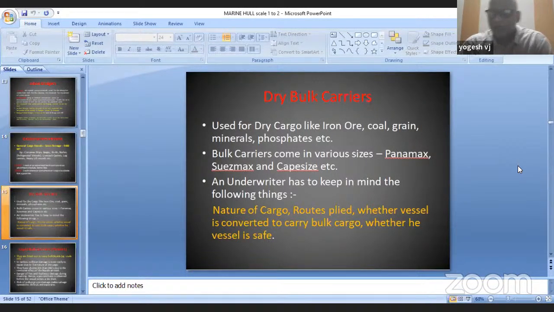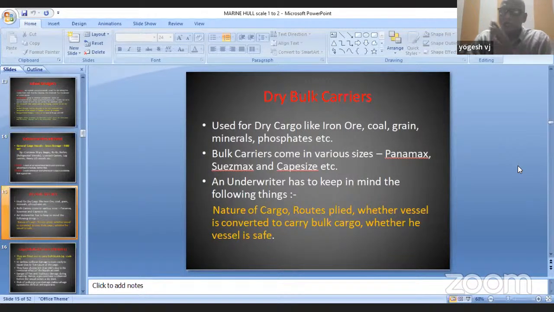Now, an underwriter has to keep in mind the following things: the nature of cargo, routes plied, whether the vessel is converted to carry dry bulk cargo, or whether the vessel is safe. See, let us assume that you are an underwriter and the cargo which is carried is, let us say, food grains. Chalo, food grains. But it is going to pass through the Black Sea. So, will you be rating it just as you rate the other vessels? No. If it is coming through the Black Sea, it is coming through troubled waters, so usko rating high hona chahiye. So, underwriter has to keep, again, the geographical and the political conditions in mind.